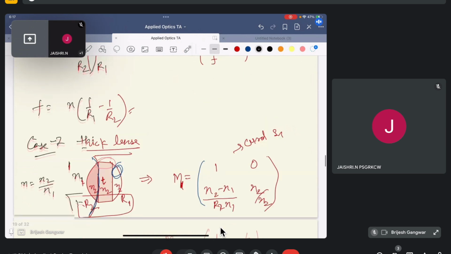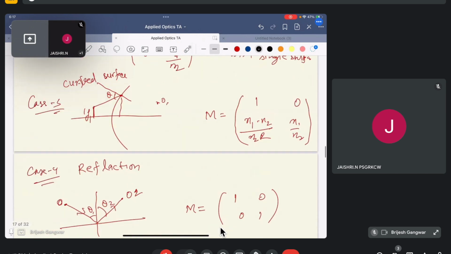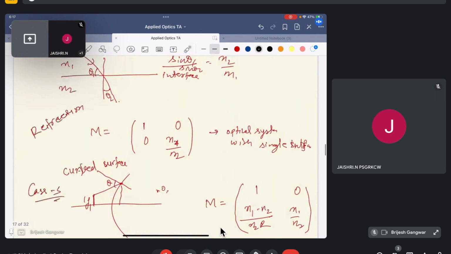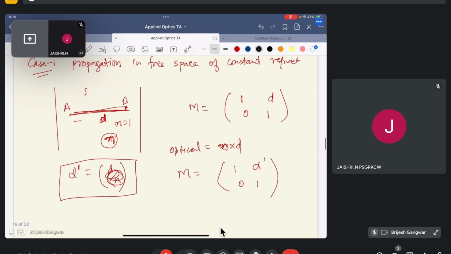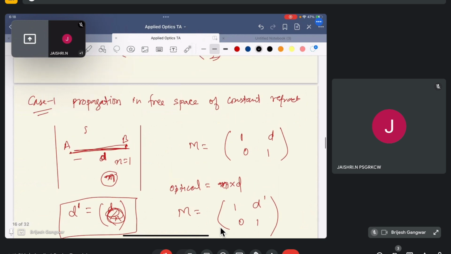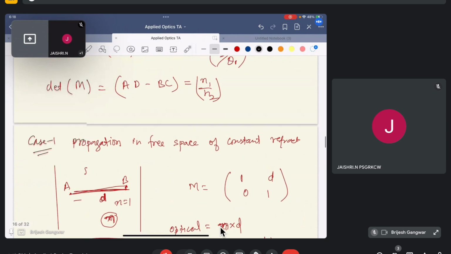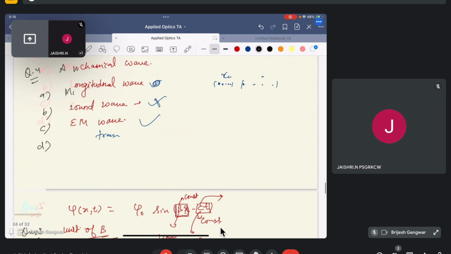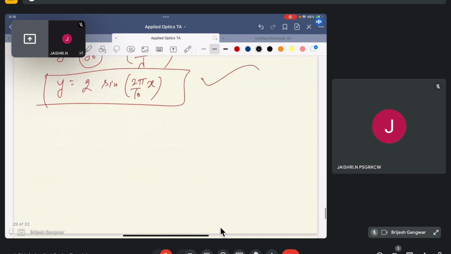So we find the matrix for the system over distance d. You can find the solution, right?